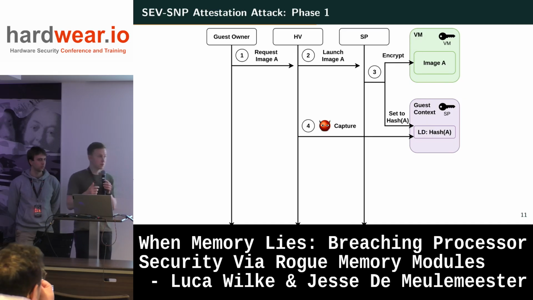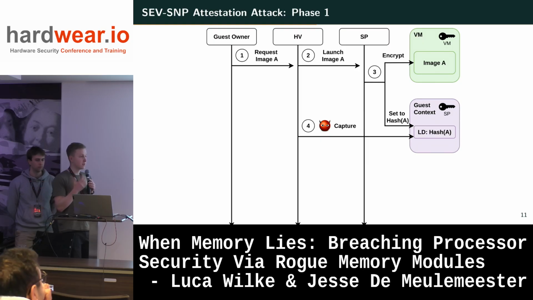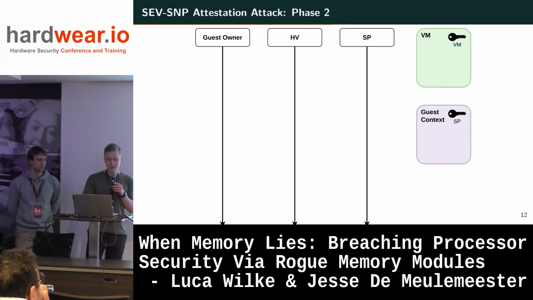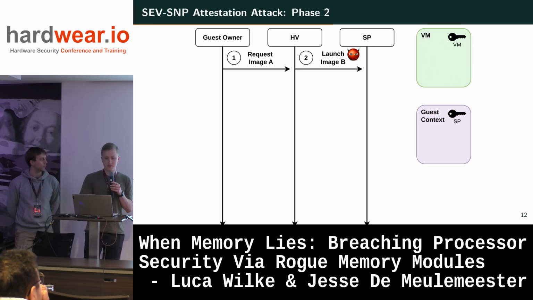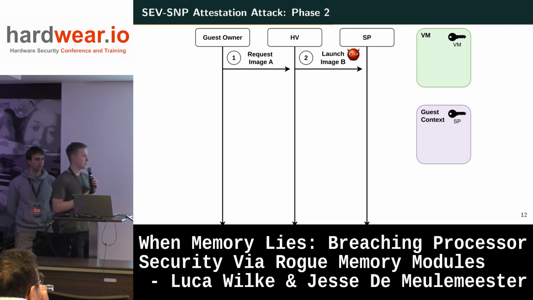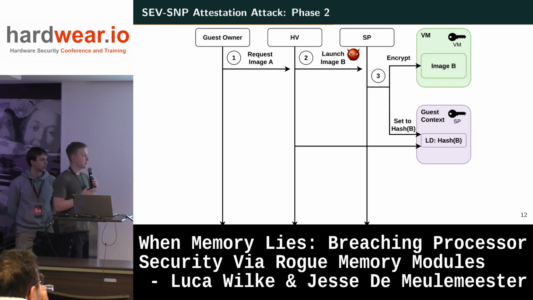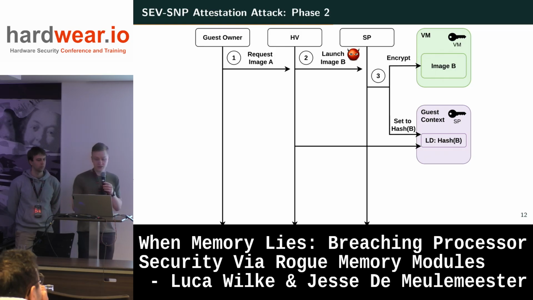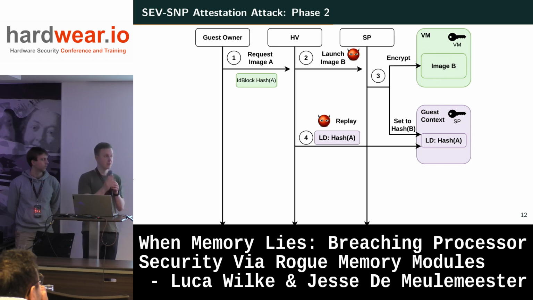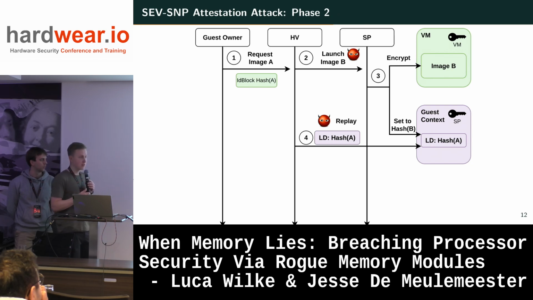And what we can now do is we can capture this hash value with our mechanism, and then we abort and restart this process. But instead of launching the original image, we launch a modified image that contains some kind of backdoor. Again, we start this encryption process, and of course the hash will now be different. However, we can now use our replay primitive and replay this previously captured hash. And that's possible because this guest context page always uses the same memory encryption key.